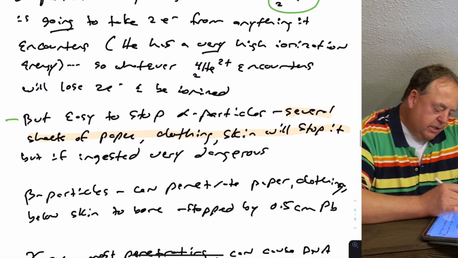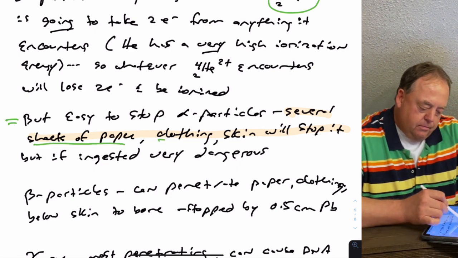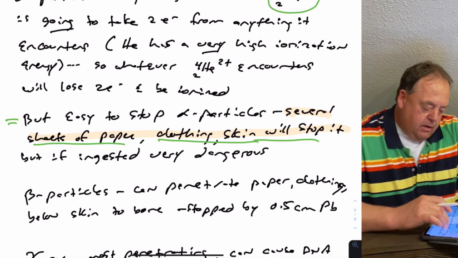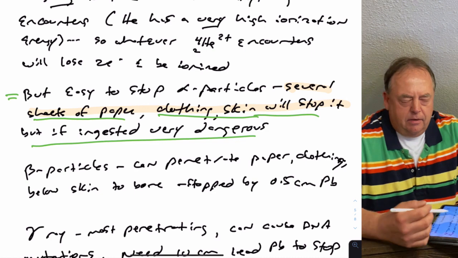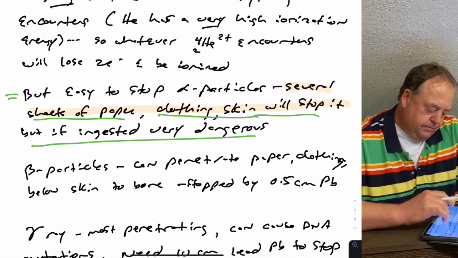But alpha particles are easy to stop. They can be stopped by several sheets of paper. Clothing, skin is enough to stop an alpha particle. But if ingested, then they can be very dangerous because then they can come in contact with internal organs and that can do a lot of damage.